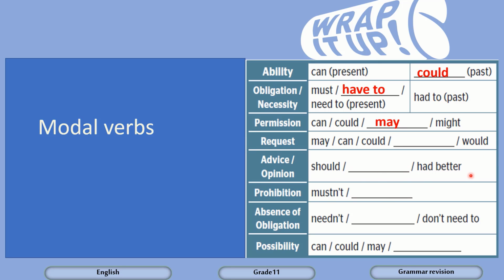Request, when you ask for something. May, can, could, will, would. Advice or opinion. You can use should, ought to, had better. Prohibition. You mustn't, you can't. Absence of obligation. Needn't, don't have to, don't need to. Possibility, can, could, may, or might, to say that it's possible to happen.